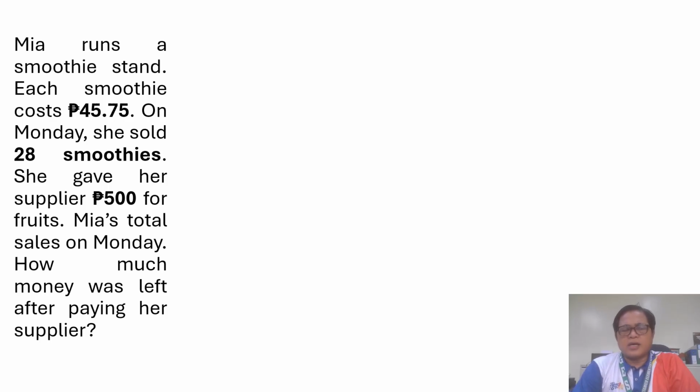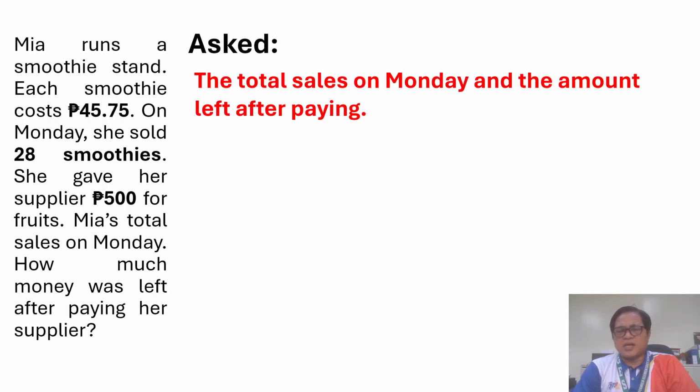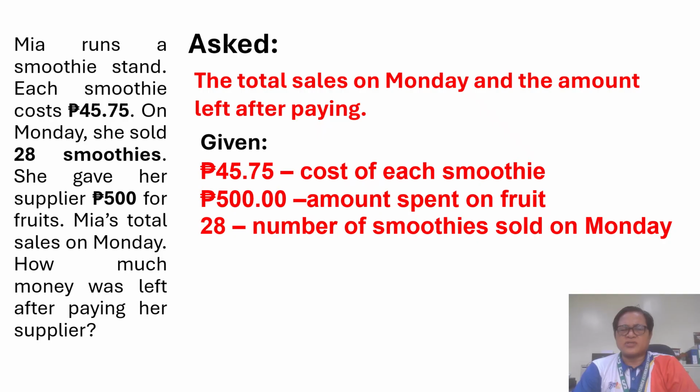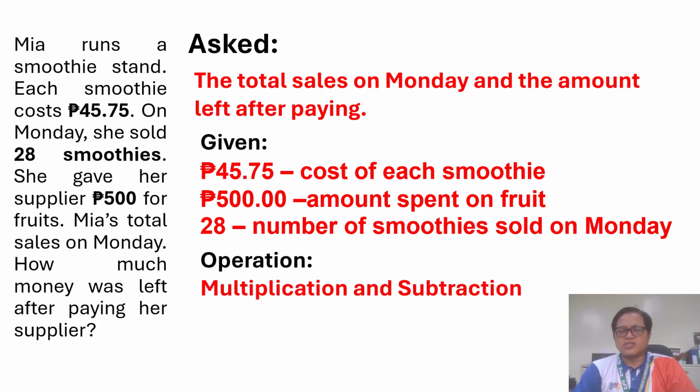Let us now analyze the problem. What is asked in the given problem? It is Mia's total sales on Monday and the amount left after paying. What are the given information? You have 45 pesos and 75 centavos as the cost of each smoothie, 500 pesos for the amount spent on fruit, and 28, the number of smoothies sold on Monday. What operation are you going to use? You're going to use multiplication and subtraction.